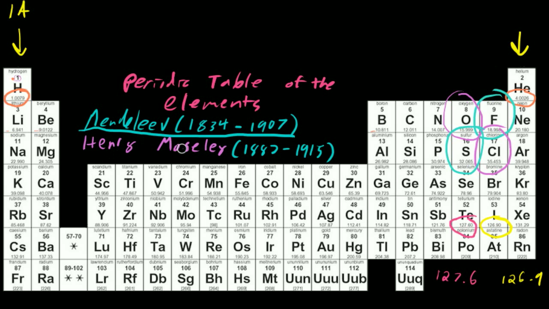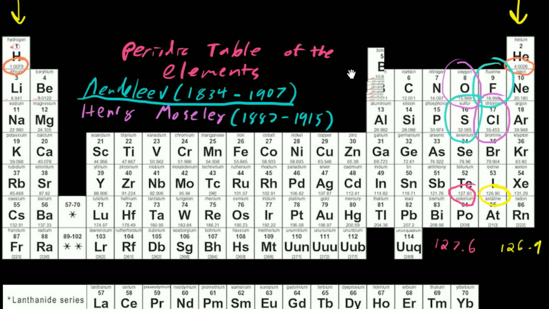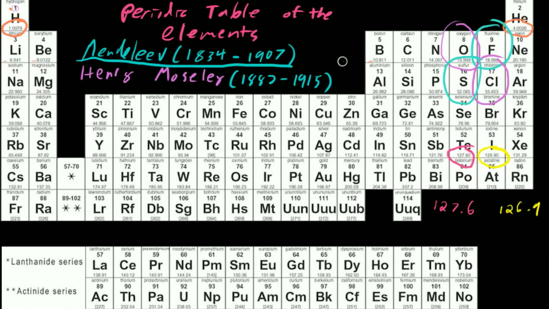Anyway, Henry Moseley was the chemist that figured out that the best way to arrange the periodic table was by ascending atomic number, not by ascending atomic mass. Just to clarify that. The first thing I want to talk about is you might be a little bit confused, and I'll scroll down so you can see the whole table.